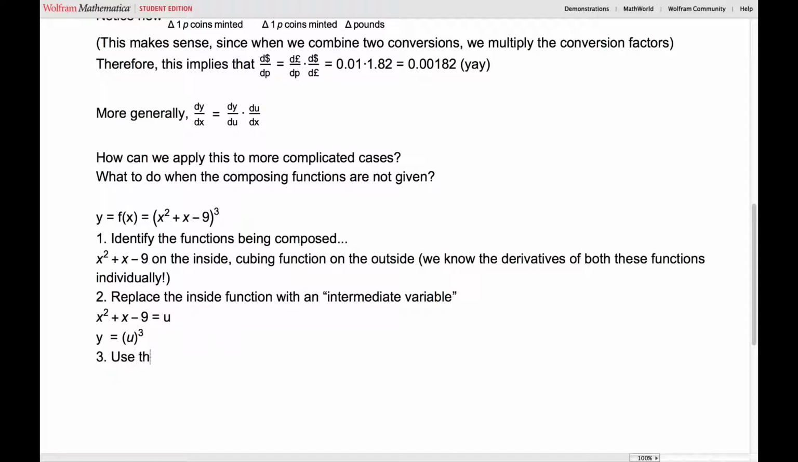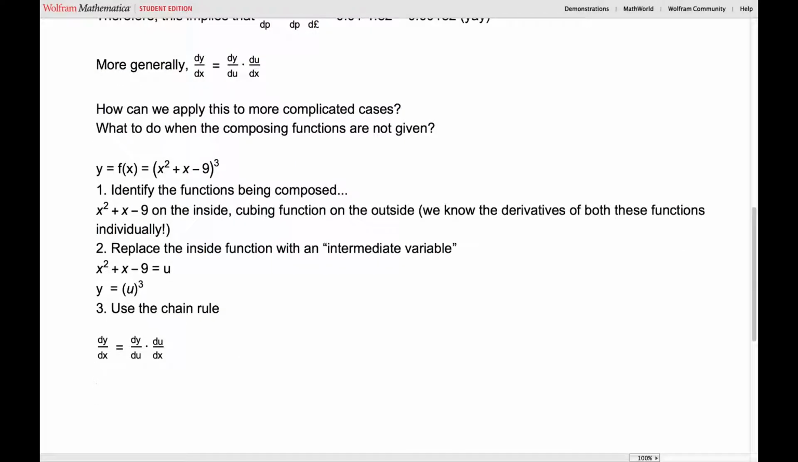And now we use the chain rule. We say that dy dx is equal to dy over du times du over dx. So we find the derivative of y with respect to u. y is equal to u cubed. We find the derivative of that, which is going to be 3u squared. We'll multiply by the derivative of u with respect to x. u is x squared plus x minus 9. We can get the derivative of that quite easily. The derivative is 2x plus 1.